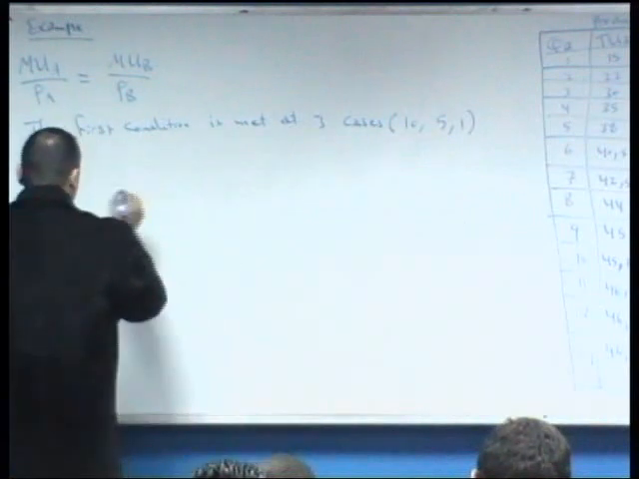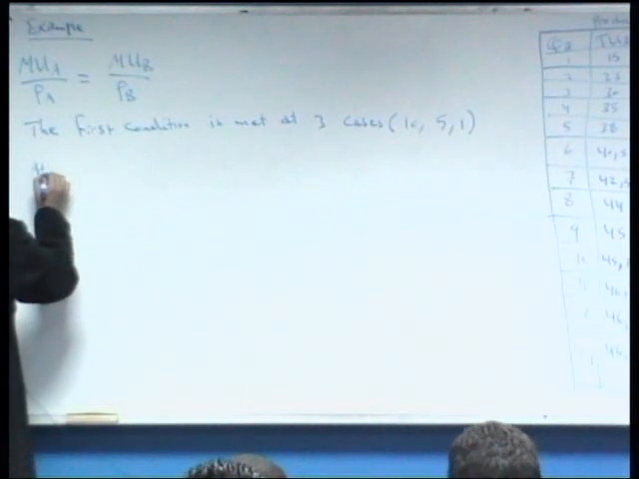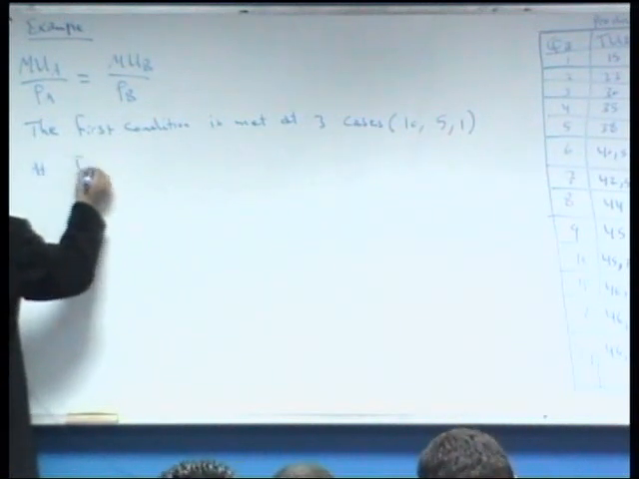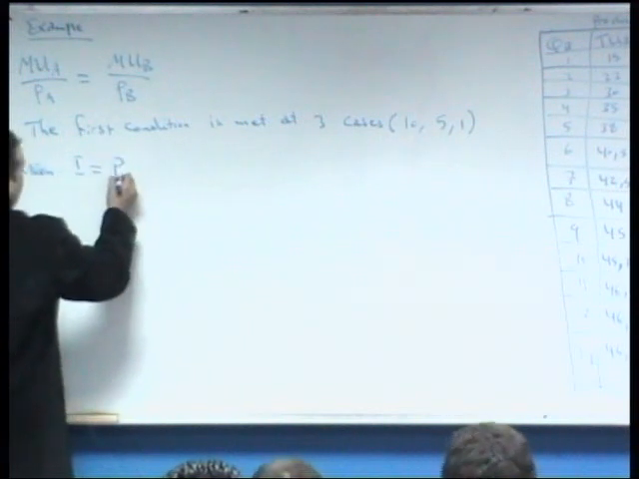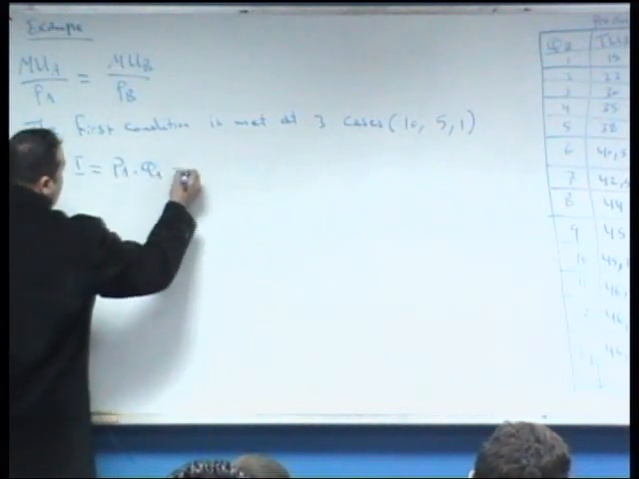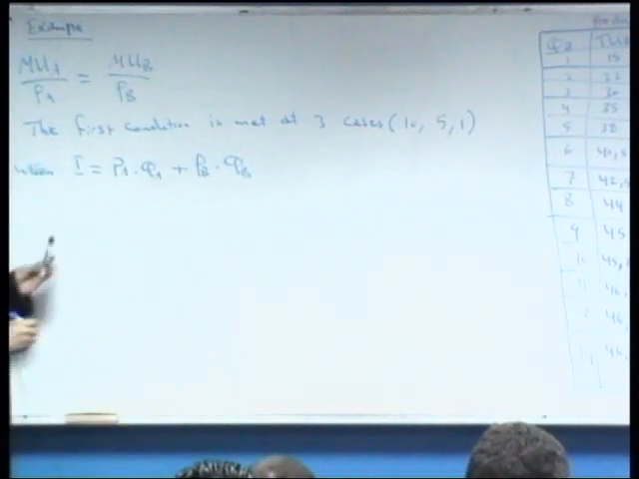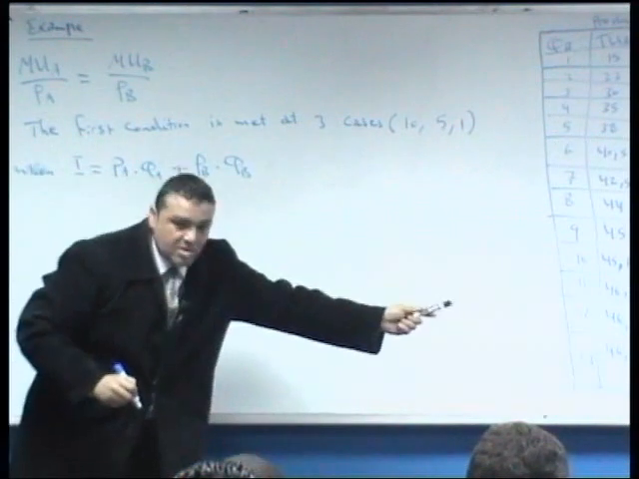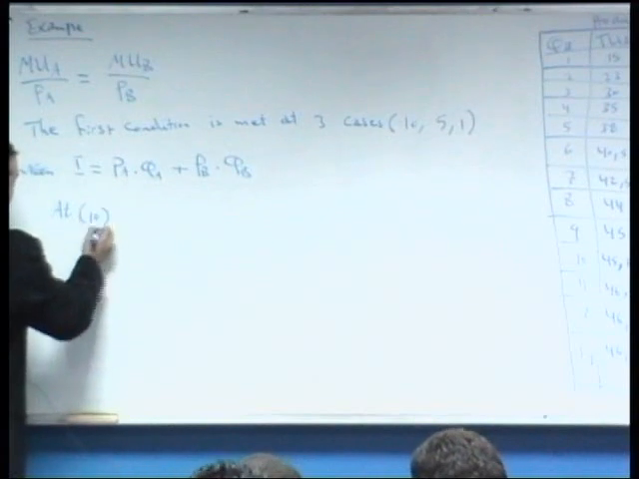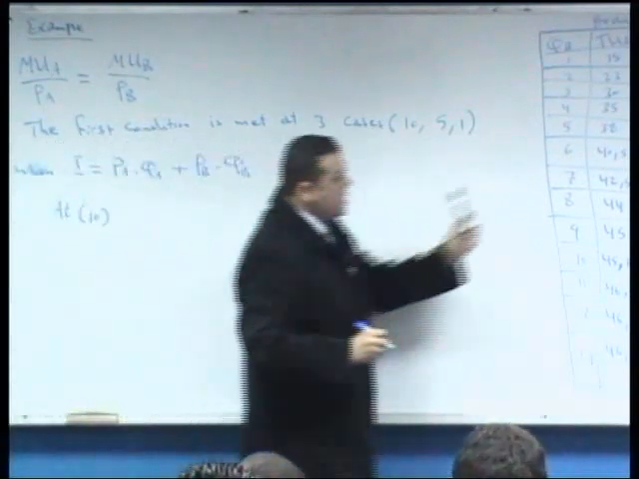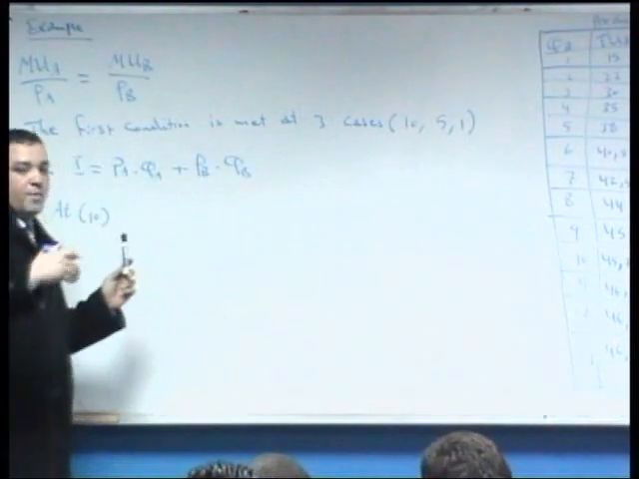The second condition is met when income equals PA times QA plus PB times QB. Let us take these three cases one by one and test them.